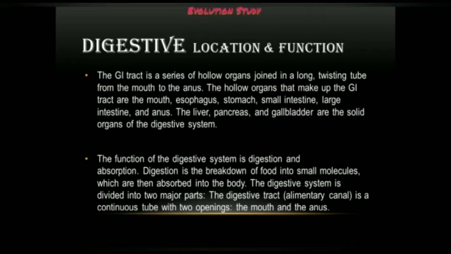Now the function of the digestive system is digestion and absorption. Digestion is the breakdown of food into small molecules which are then absorbed into the body. The digestive system is divided into two major parts. The digestive tract, or alimentary canal, is a continuous tube with two openings, the mouth and the anus.